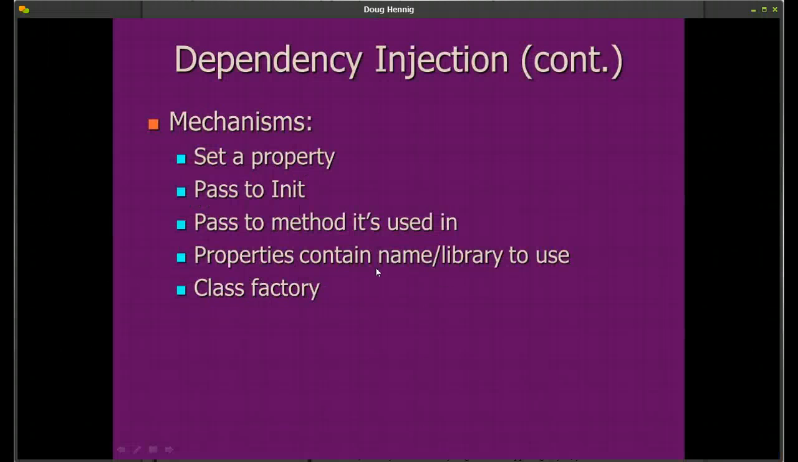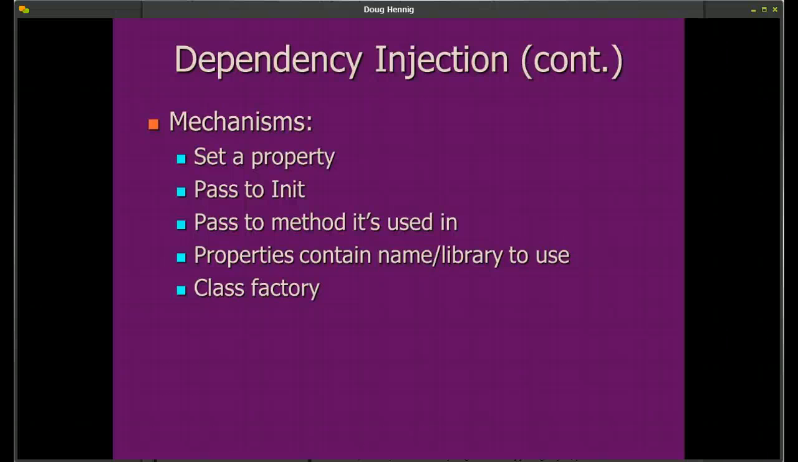The downside of that, of course, is that if I'm using the oparser object from more than one method, I have to pass it to every method that's used in, and that can be kind of a pain. So that's why properties are more often used. The first two actually are by far the most common ways that dependency injection are used. Passing to a method is another one, but a little less common. Something that I actually use a lot, if you've ever looked at some of my code, you see that I've actually used this fourth mechanism a lot. And that's where I've got properties that contain the name and the library to use.